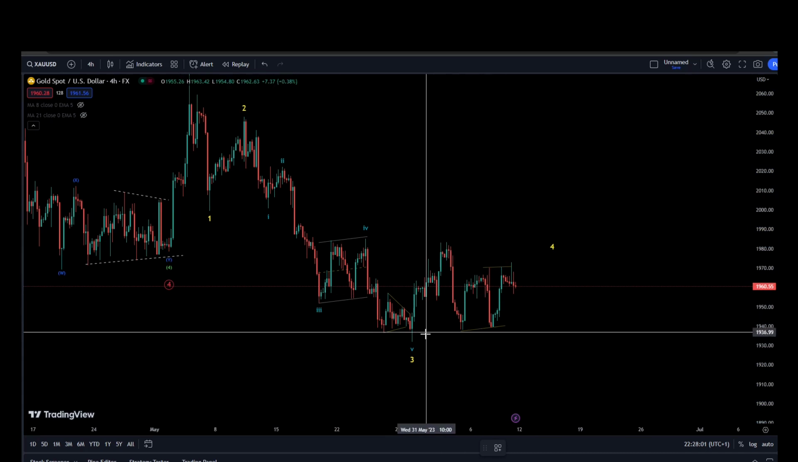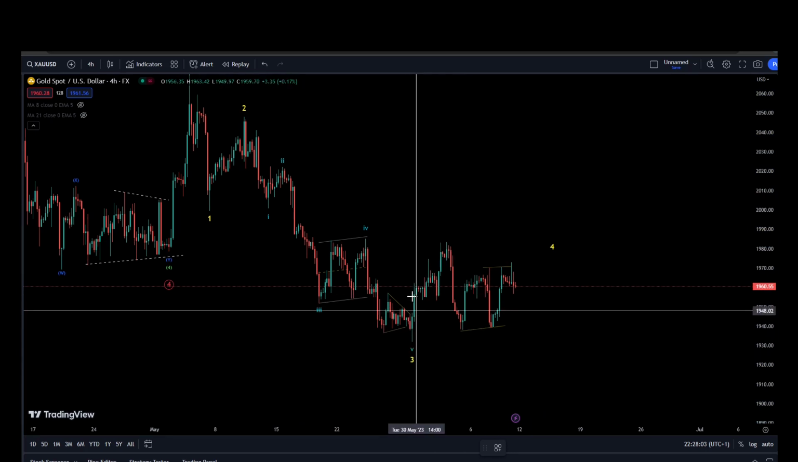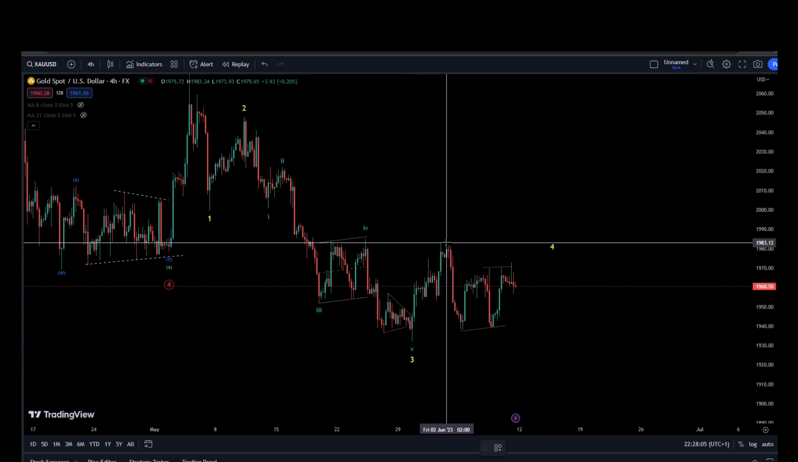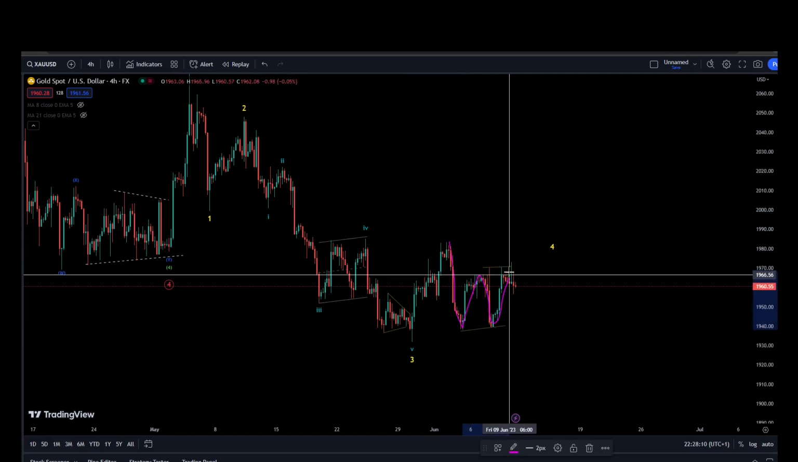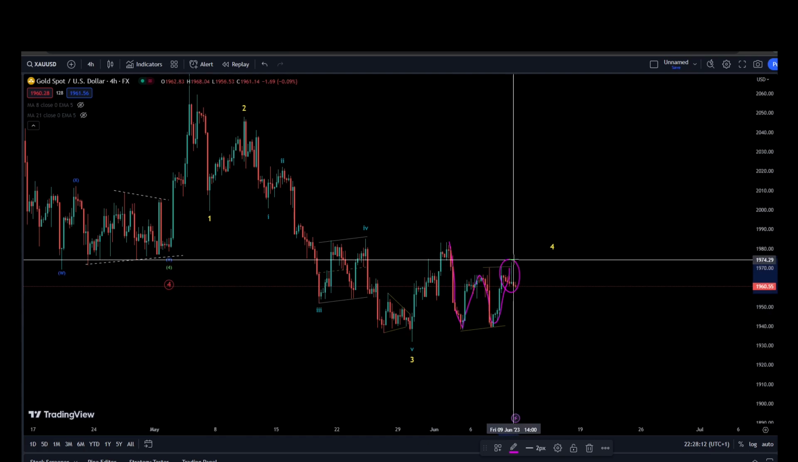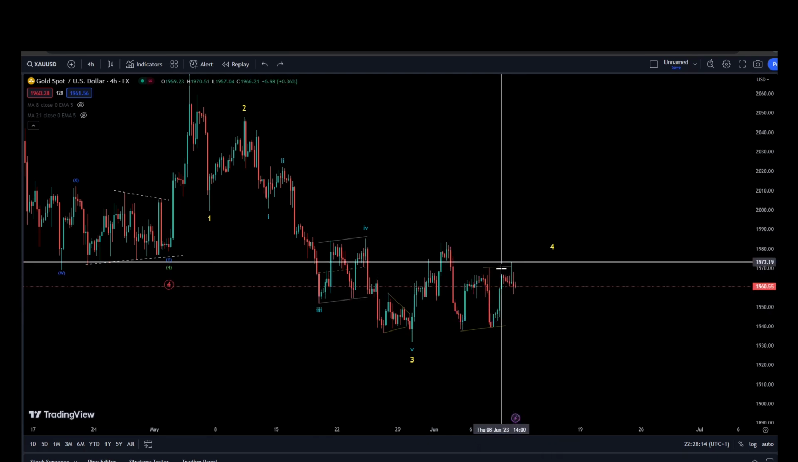And where we are right now is essentially this correction right here. So this was obviously a 1, 2, 3, 4, 5, A, B, and a C. That gives us an A, and then we have this impulsive move. We have a three-wave corrective move right here, followed by a nice pin bar on a 4-hour time frame, and that was obviously a sign of rejection.